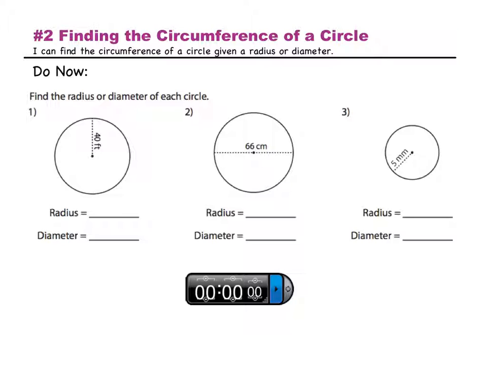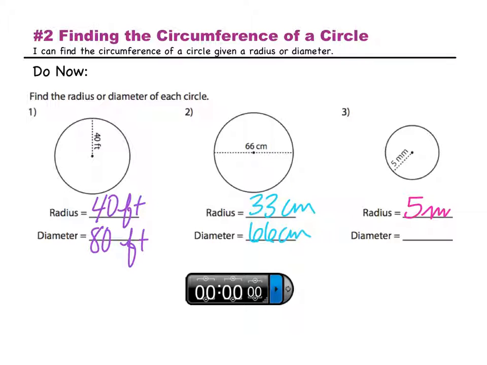So if we look at number 1, the radius is given to us and it's 40 feet, which means our diameter would be 80 feet. For number 2, we are given a diameter of 66 centimeters, and the radius would be half, or 33 centimeters. And for number 3, we're given a radius of 5 millimeters. And if we found the diameter, it would be 10 millimeters. If you understand area and circumference and radius, you should feel confident for today's lesson.